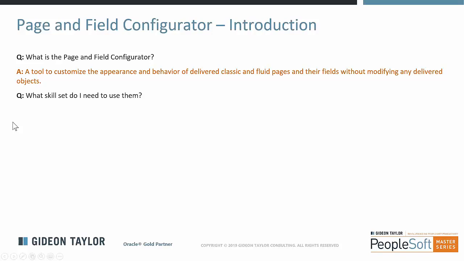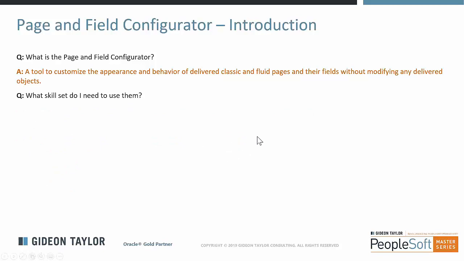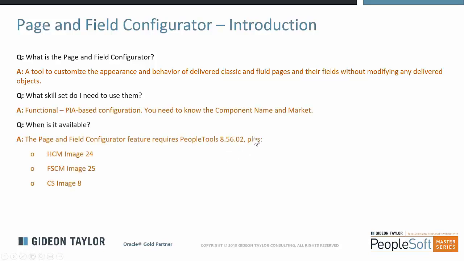So Page and Field Configurator lets you, this is actually a config tool. The skill set you need is functional, but you do need to know the component name and market of the page or the component that you're going to modify. We'll show you how to do that. This was available in Tools 8.56.02, so it should be available to most people here, but you do need to also have these PUM image levels.